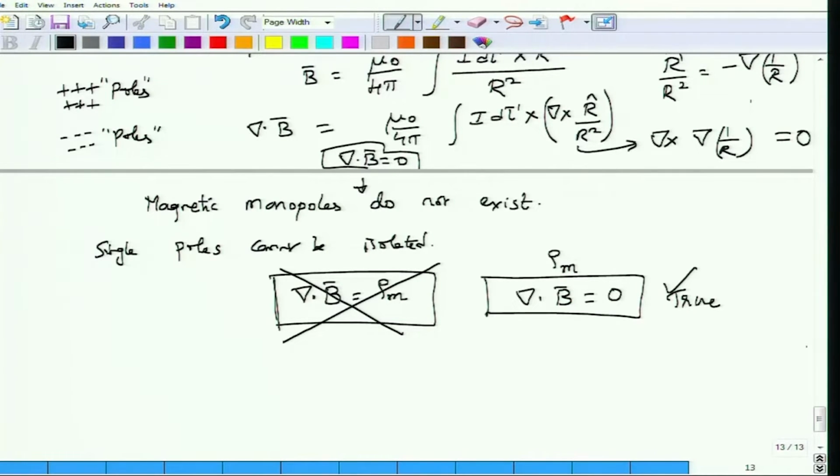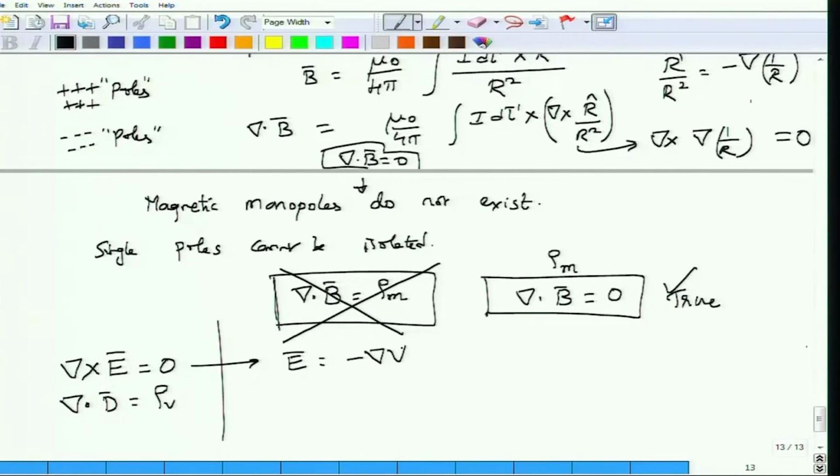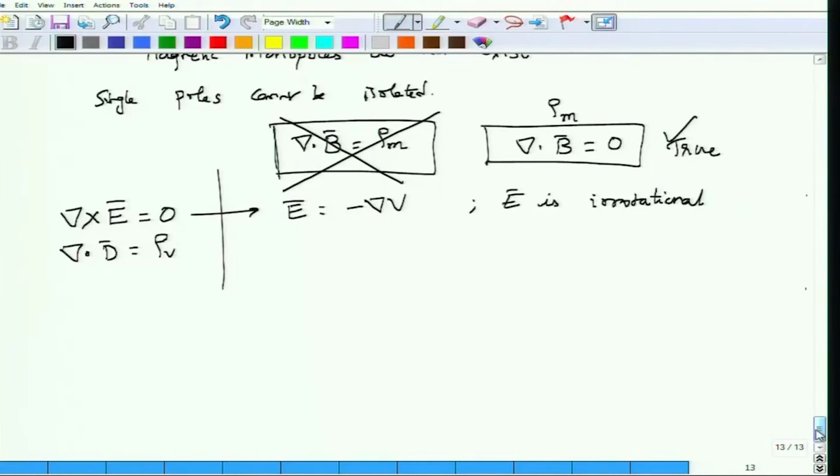So let us summarize the 4 relationships that we have obtained. One relationship was del cross E is equal to 0, this is for the electrostatic case, and del dot D is equal to rho V. Because del cross E is equal to 0, we were able to write down E as minus gradient of V, and we said that E is actually irrotational. When we discussed curl, we said that E is irrotational.